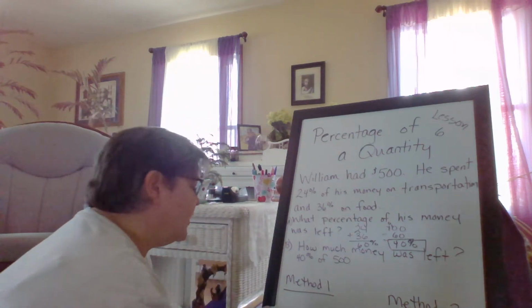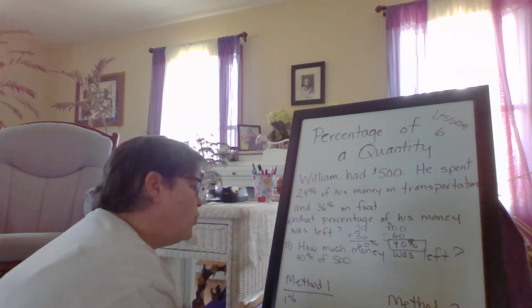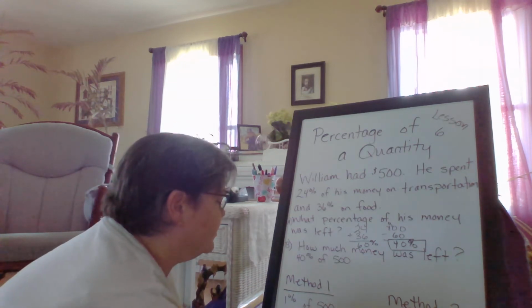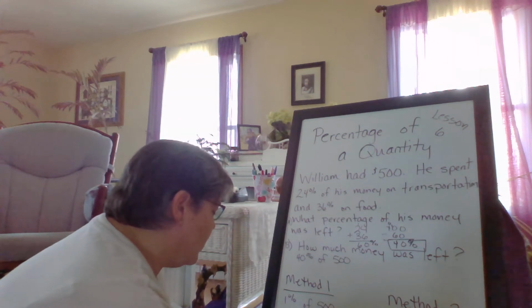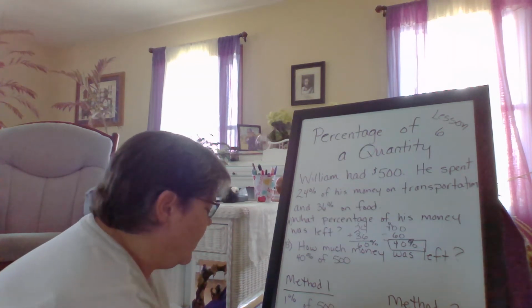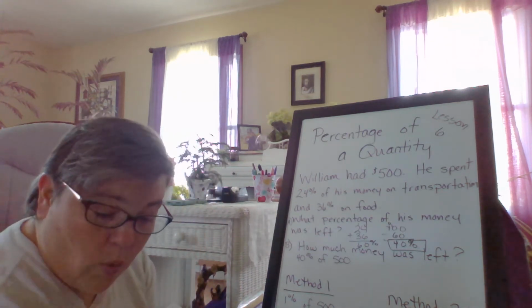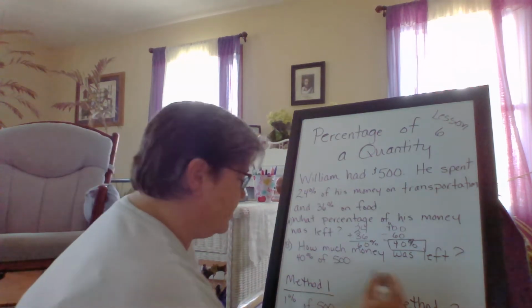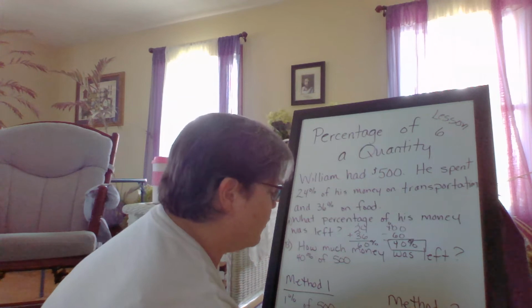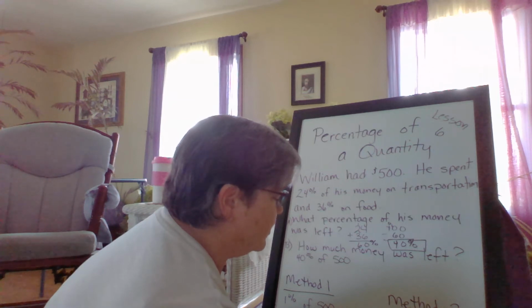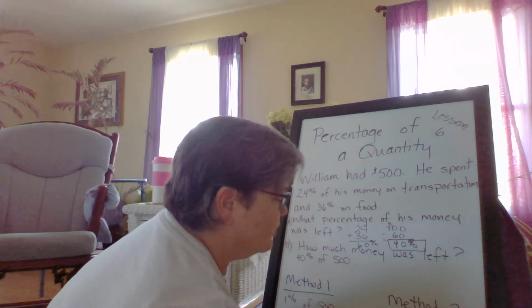So here we go. We can do method 1 and find our 1%. Our 1% of 500, of course, we'll divide 500 by 100. So our 1% is 5. And then we would multiply 40 times 5, and 4 times 5 is 20 with a 0. Or we can do method 2, which is simply 40% of 500, which looks like 40 over 100 times 500 over 1.